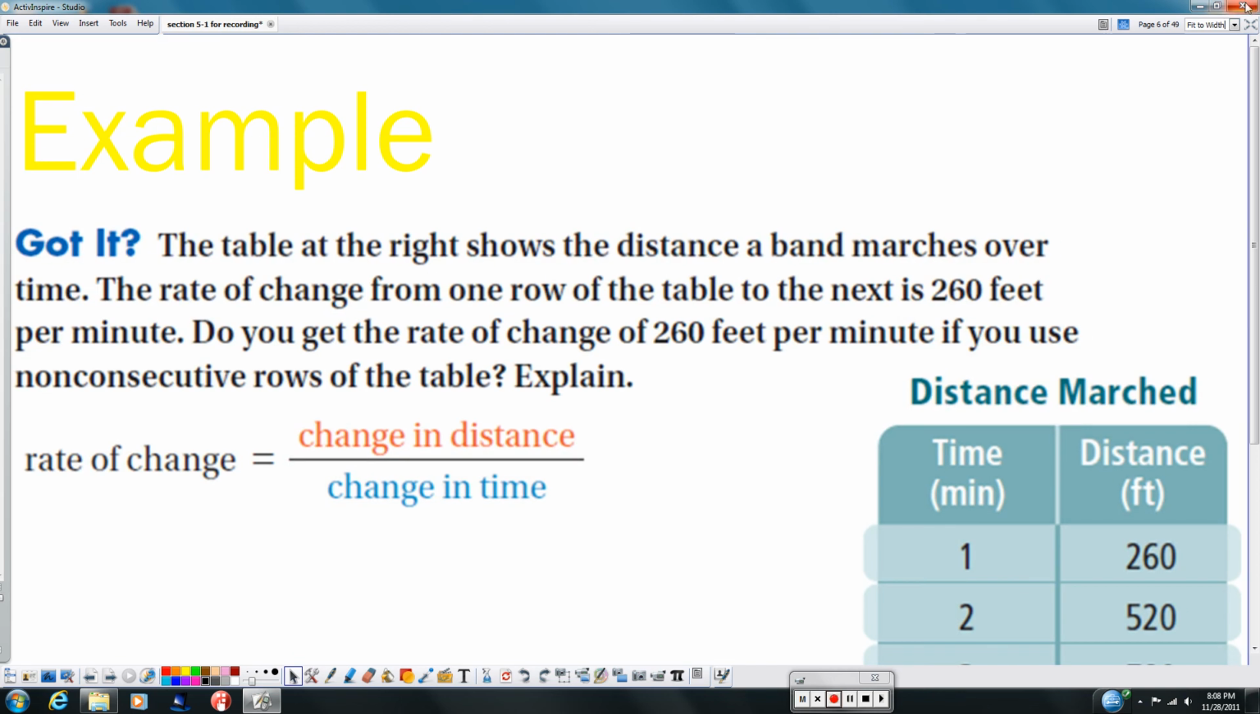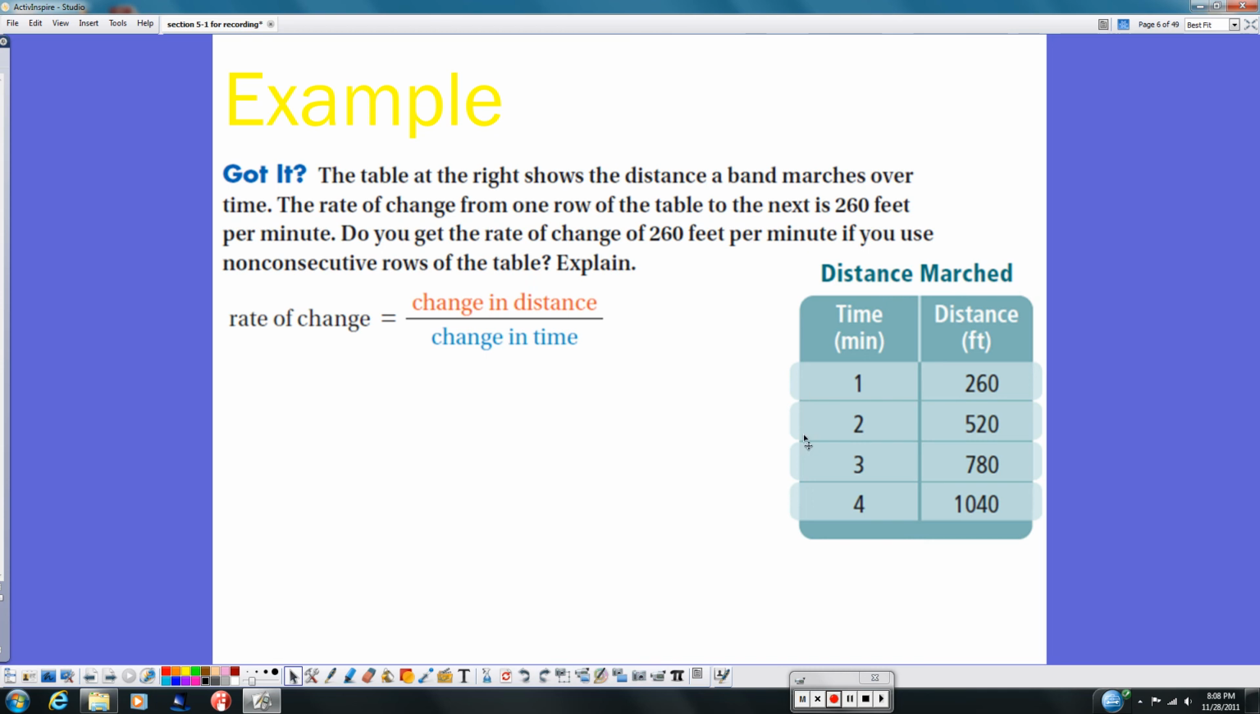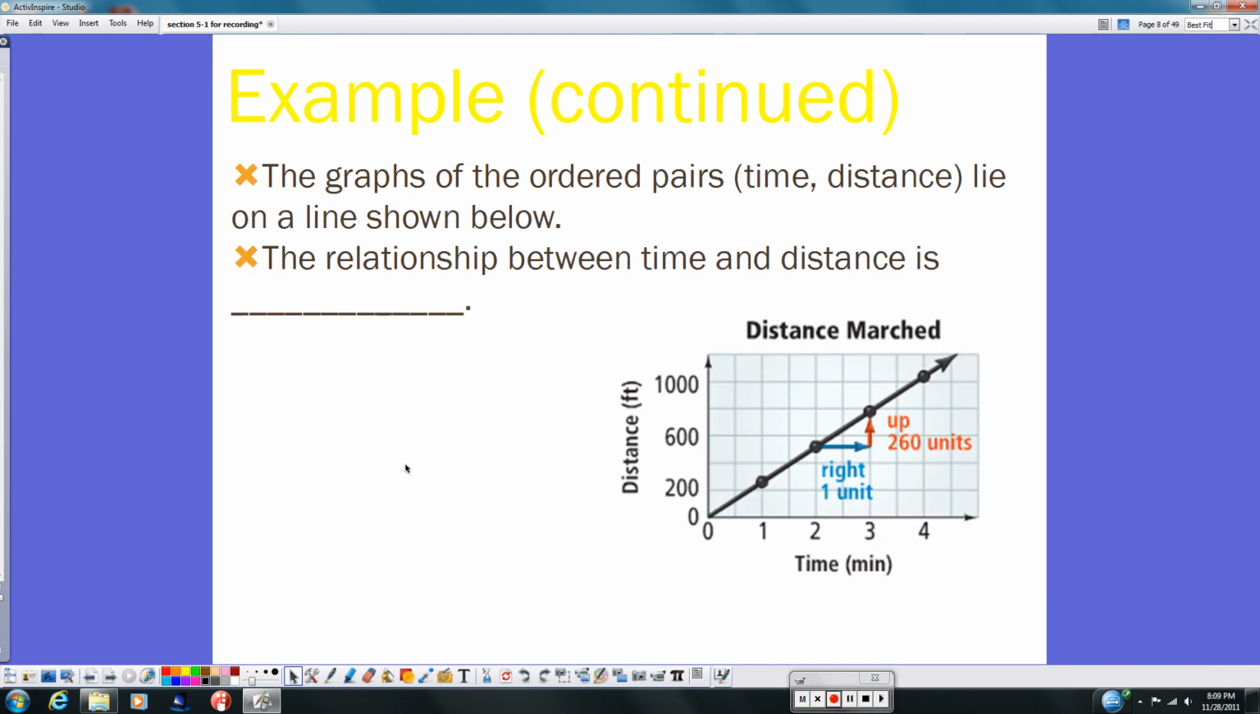In order to see our rate of change in our table, we have to do exactly what we did in the last chapter. Figure out what happens in this column and figure out what's changing in this column. So in the first column, in the time column, we are increasing by 1, and in the distance column, we're increasing by 260. So our rate of change is going to be the change in distance over the change in time. So 260 over 1, or just 260.